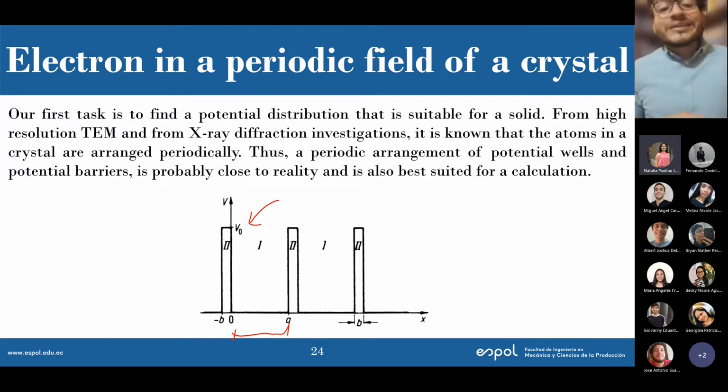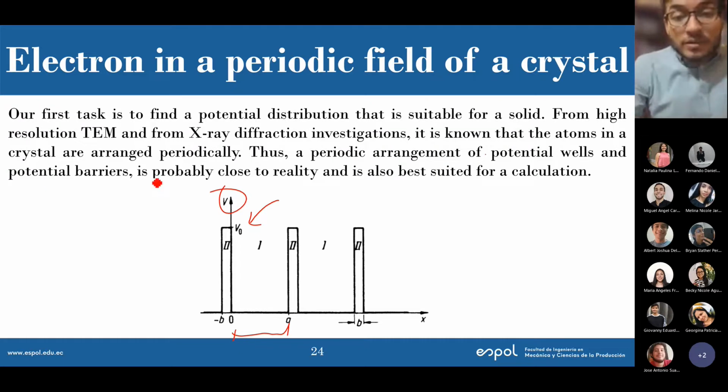Sorry to interrupt, but what does V naught mean? Is it voltage? It's just a value. It's a potential energy. V naught is potential energy. That's why it's called potential wells.